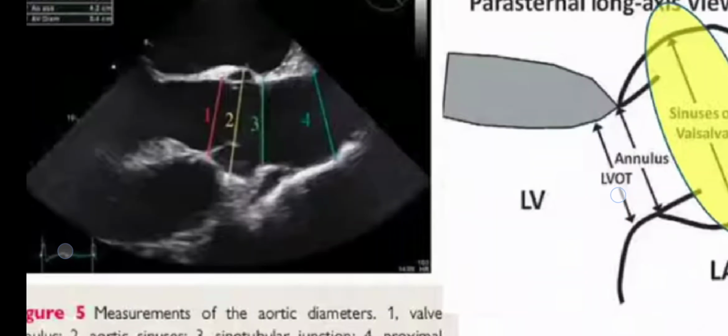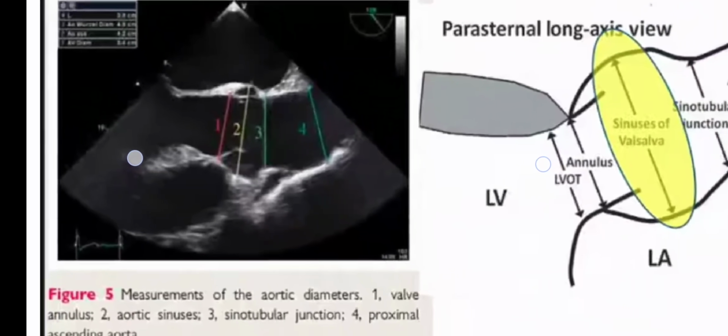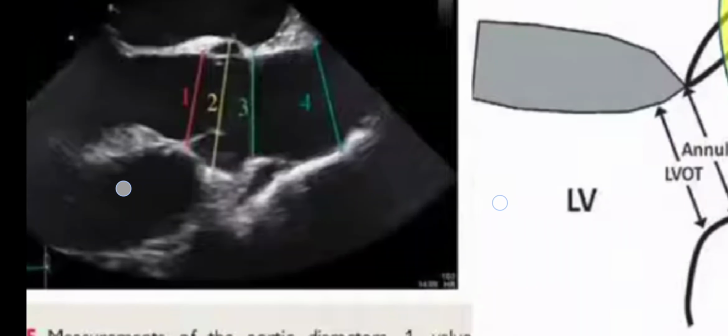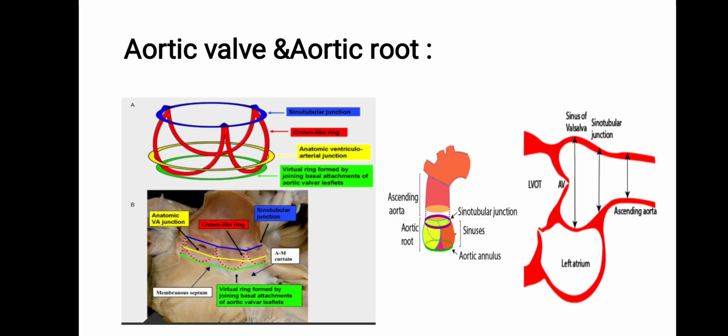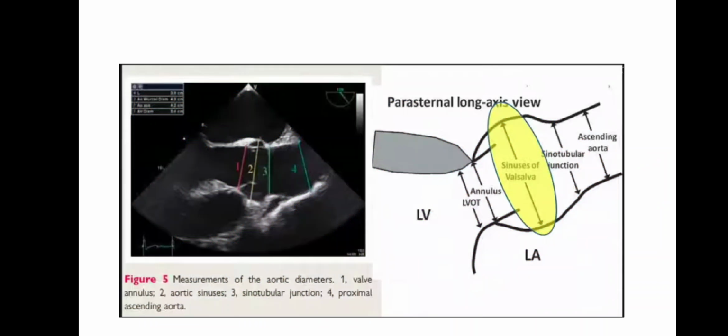Then in echo, this is the parasternal long axis view, and we can get the aortic diameters like this. The red line is the aortic valve, the second one is the sinuses, the third one is the sinotubular junction, and the fourth one is the ascending aorta. It's labeled in this picture. In the second one, this is the LV, this is the LVOT, this is the annulus, and the yellow one is the sinus of Valsalva. This is the sinotubular junction, and this is the ascending aorta.